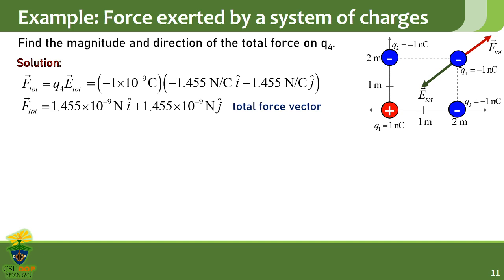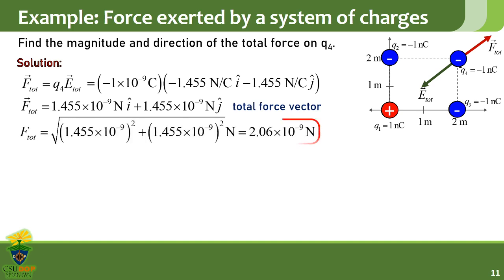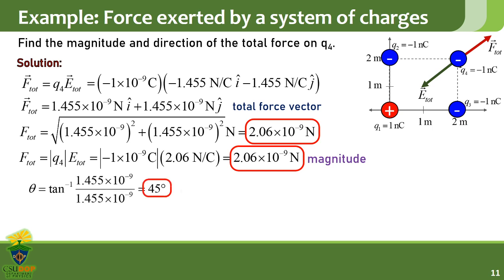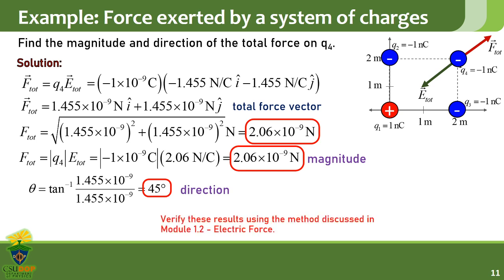We again use the Pythagorean theorem to solve for the magnitude. However, we can also use the magnitude of E total to solve for the magnitude of the total force vector, and we still get the same result. For the direction, we can use the inverse tangent formula and use the value given by your calculator, which is 45 degrees. Note that the anti-parallel direction of 225 degrees is 45 degrees, and both these two angles have the same tangent. Try to verify these results using the method discussed in the previous module.